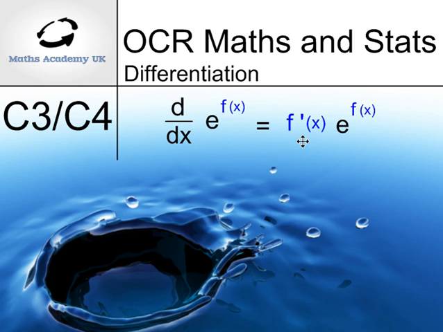So looking at the formula, we get the original function, e to the power of f of x, and we multiply that by the derivative of f of x.